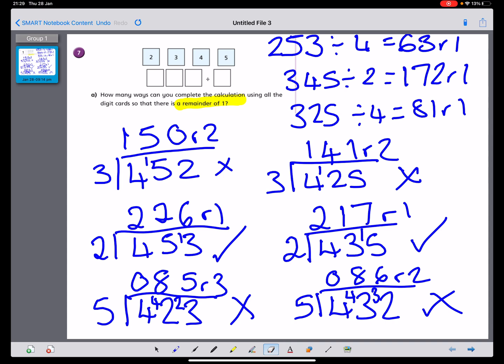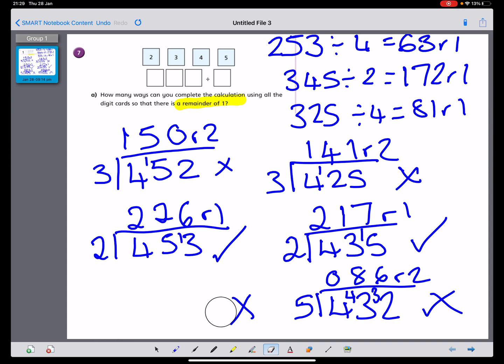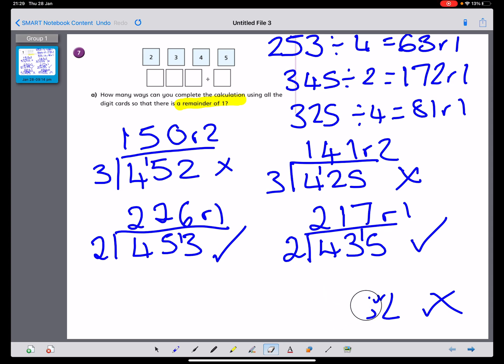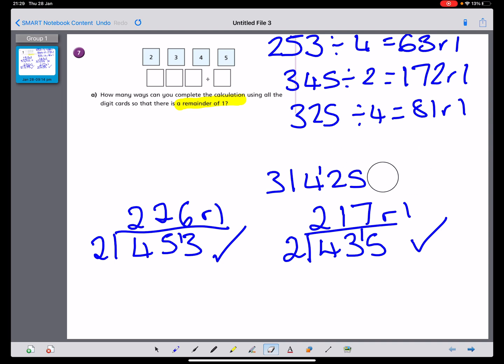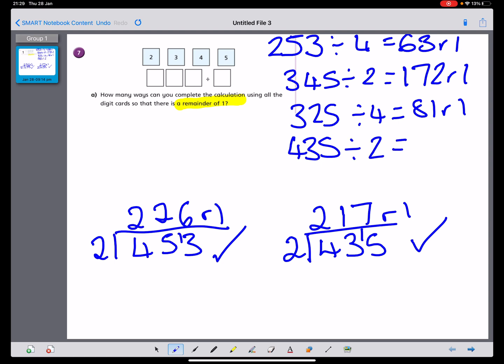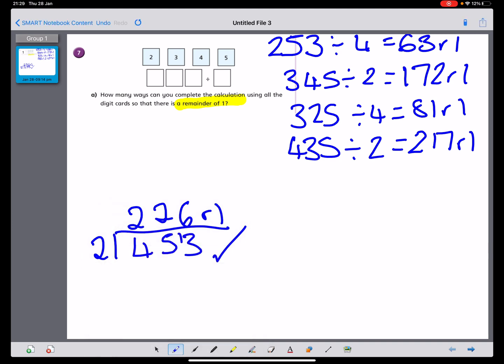So again, I've got 2 here that do work, and I can add those to my list. We're nearly there now because we've only got the numbers to add that are 500 numbers. So I had 4, 3, 5 divided by 2 gave us 217, remainder 1. That worked. And I had 4, 5, 3 divided by 2, which was 226, remainder 1.